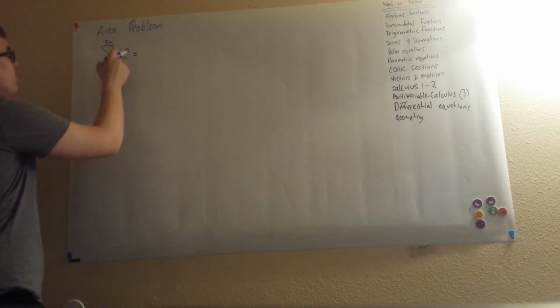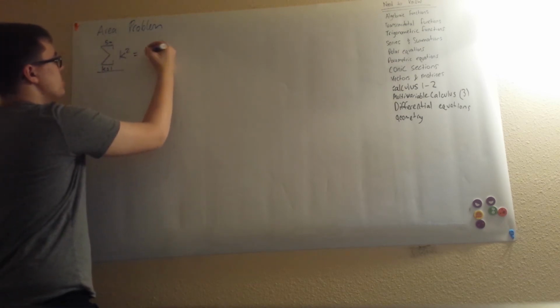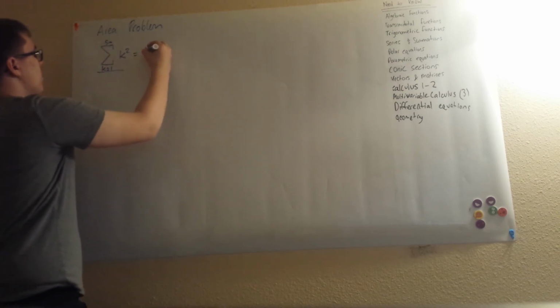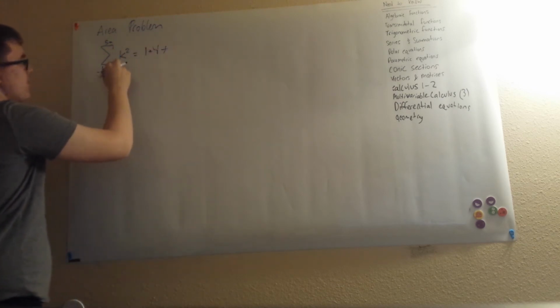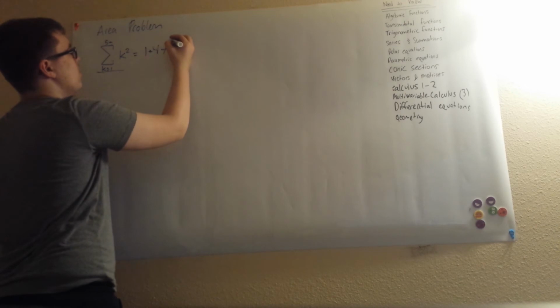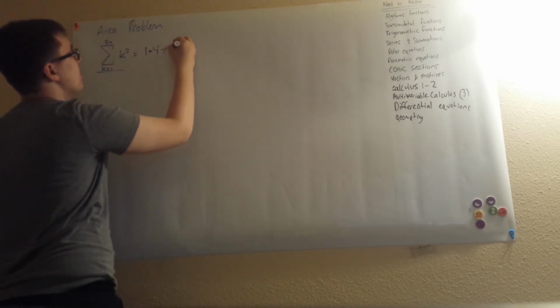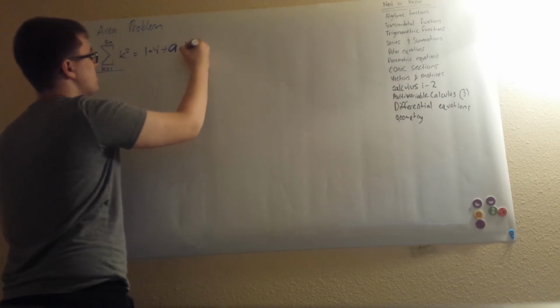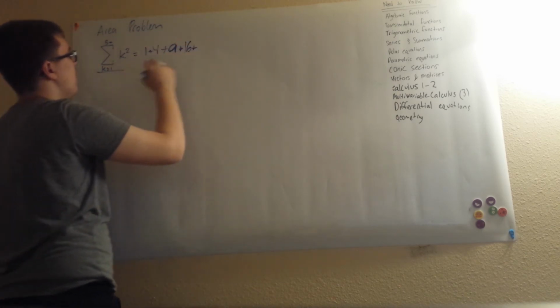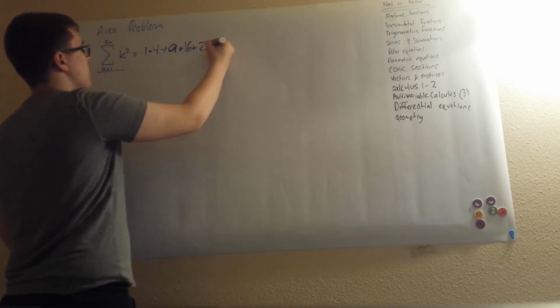Well, you would plug in 1 into k, right? 1 squared is 1. And then 2. 2 squared is 4. Plus 3. 3 squared is 9. And then we plug in 4, which is 16. And then we plug in 5, which is 25. And you would find your sum.